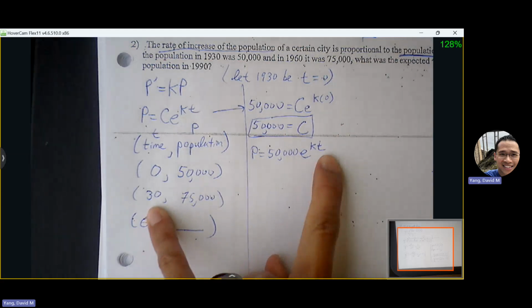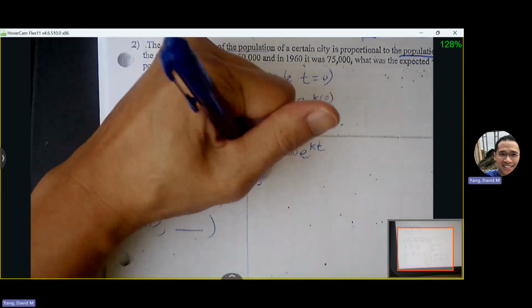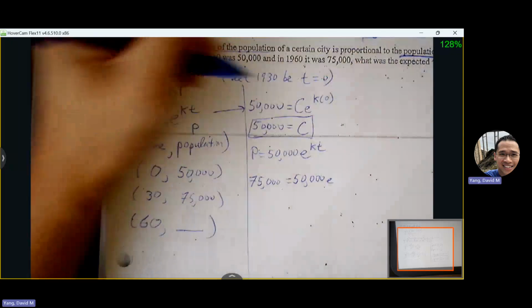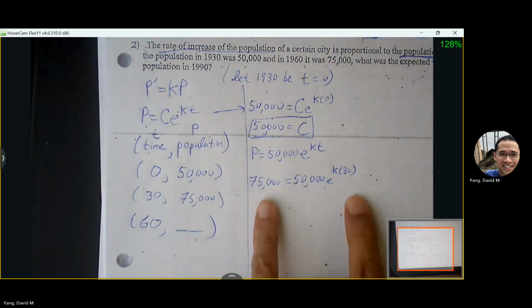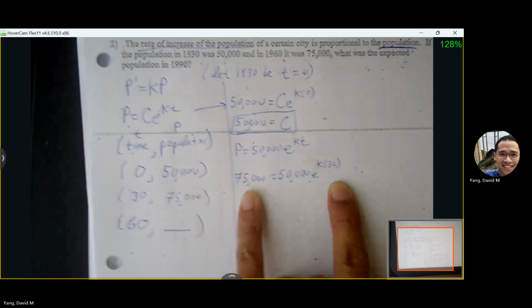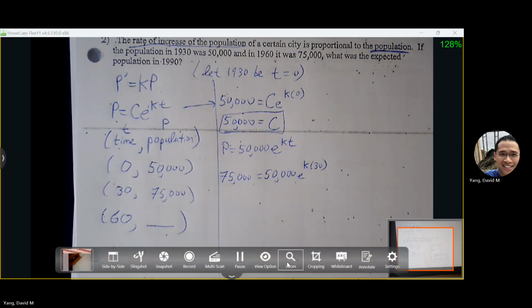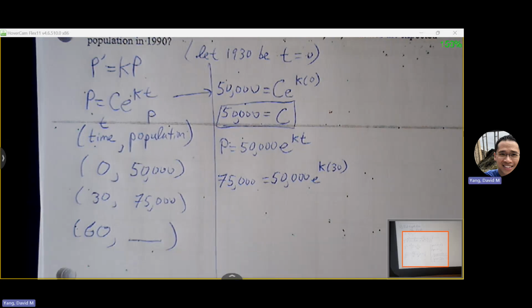We'll insert 30 in for T, insert 75,000 in for P. And then you may need your calculator here. If not, I can just work the problem for us. Everybody good with the substitution made so far? Now, I want to solve for K. I'm going to piece by piece move things away from that e to the k times 30. So I'll divide both sides by 50,000.